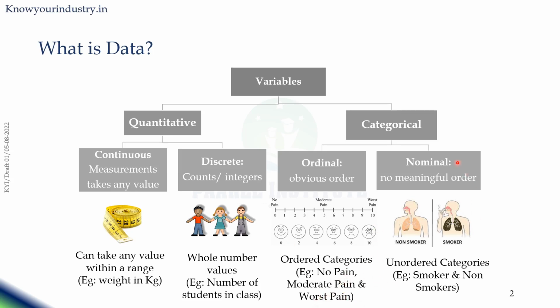Then it comes to the nominal data. It doesn't have any meaningful order, so these are unordered categories. Examples are non-smoker and smoker. If you are classifying the data as non-smoker and smoker, or married and unmarried, this is called nominal data, which comes under the categorical data. So I hope we understand the different types of data.